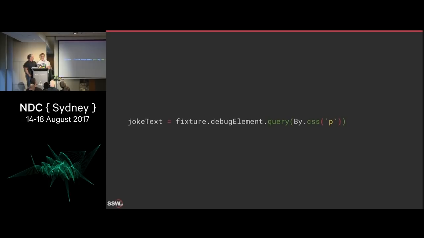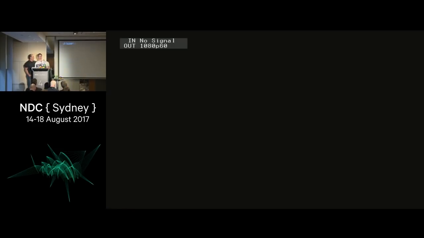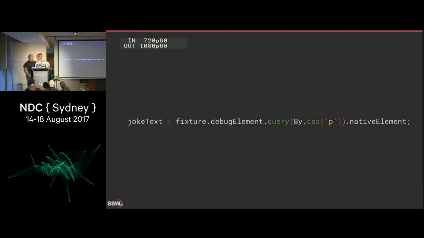So we can say fixture.debugElement.query, and we can query by CSS. So any CSS selectors you're used to using, you can use them here to be able to query the DOM to grab whatever you want. So in this example, I'm grabbing the paragraph element. And I can call .nativeElement if I'm running in a browser environment to be able to interact with that p tag as if I am in the browser. So this is going to give me all of the browser-specific API surface area for this p tag.